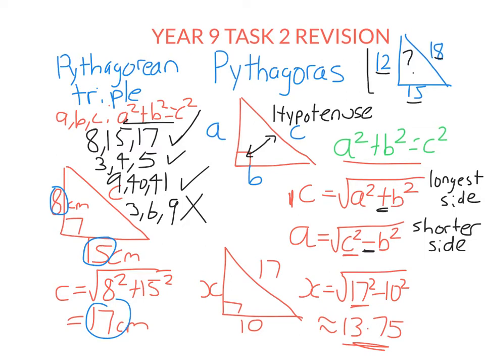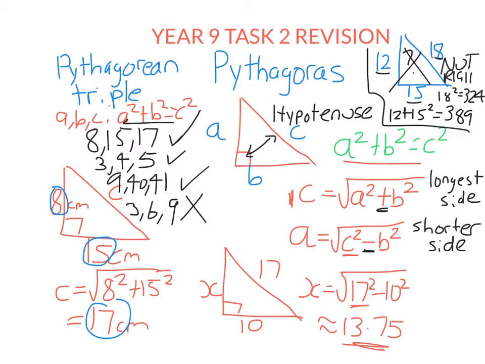Now, if you put them on your calculator, 12 squared plus 15 squared gives you 369. 18 squared is 324. So we can see that this is not a Pythagorean triple. 12 squared plus 15 squared does not equal 18 squared, so no, this is not a right-angled triangle. So that's the converse of Pythagoras' theorem.